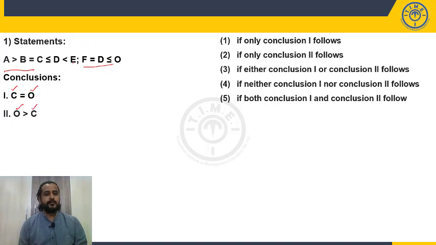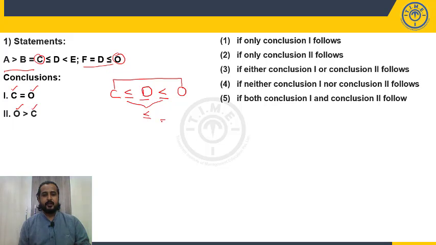Now try to identify the relation between O and C. O is here and C is here. To combine O and C, what is the common term? D. So take D and place C and O on either side of D. So C and O are placed. D is a common point for C and O. Right. Now let us identify the relation between D and O. So D is less than or equal to O. Now let us identify the relation between C and D. C less than or equal to D. So what is the definite relation that I have between C and O? Less than or equal to, less than or equal to, which leads to less than or equal to.